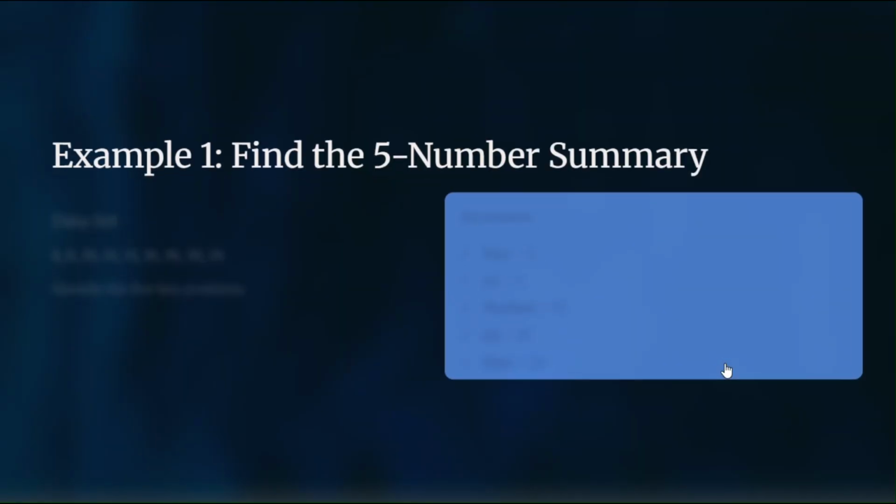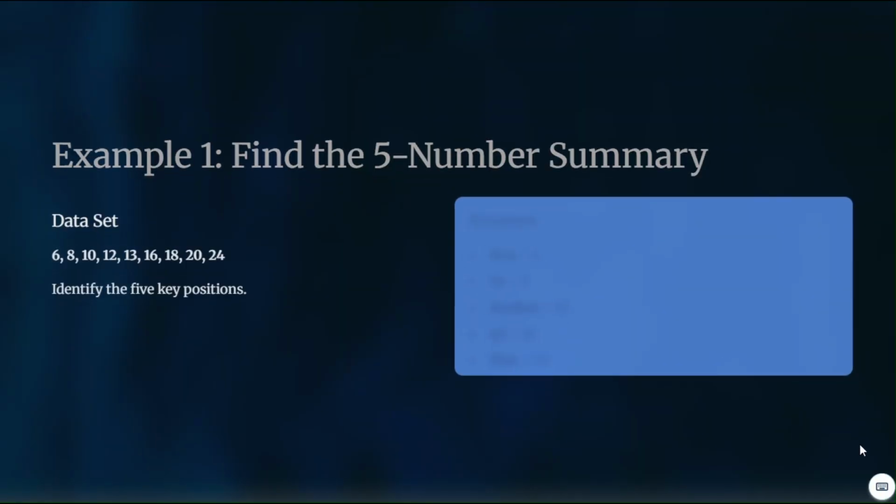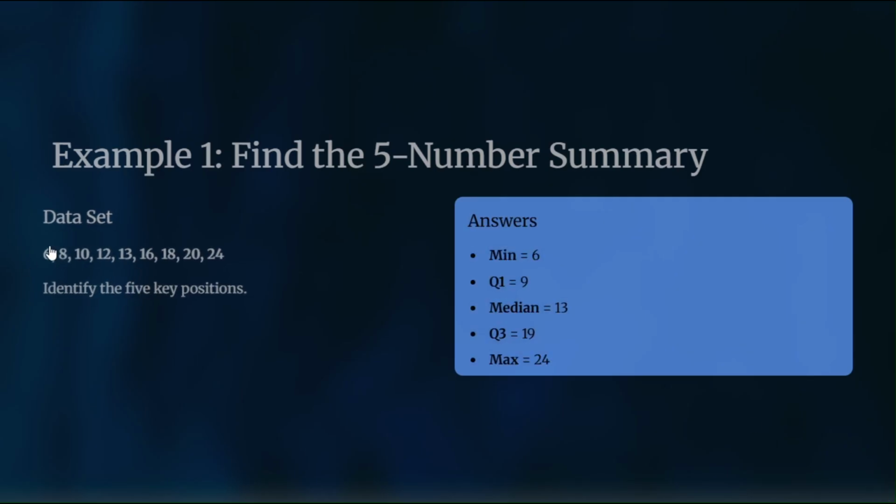In this first example, we want to find the 5-number summary. Our data set is 6, 8, 10, 12, 13, 16, 18, 20, and 24. Once again, we have 9 values in ascending order. So our minimum is 6 right here. Our maximum is 24. The median will be the middle value, which would be 13 in this case.